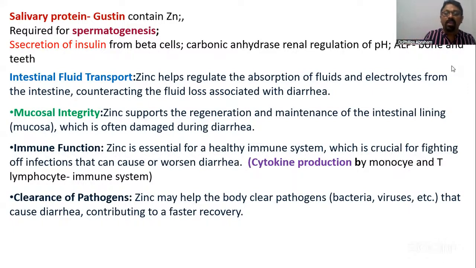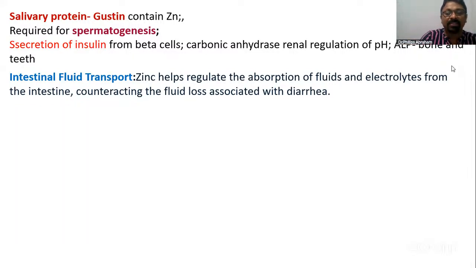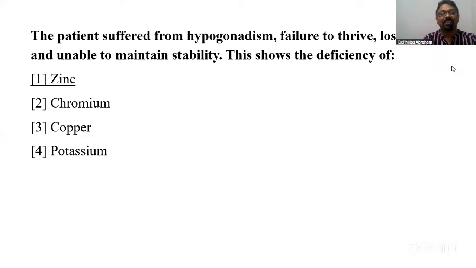Then how can a patient survive, thrive without zinc? Spermatogenesis, hypogonadism, so all other things. Now, hope we can understand the things. Unable to maintain stability, failure to thrive, hypogonadism, these all are deficiency of zinc. So these are the functions of zinc. A lot of functions are there for zinc, even though it's a micronutrient. We know that, no? If the need is more than 100 milligrams, we call it macro. Less than that, we call it micro. So zinc is a micro element.